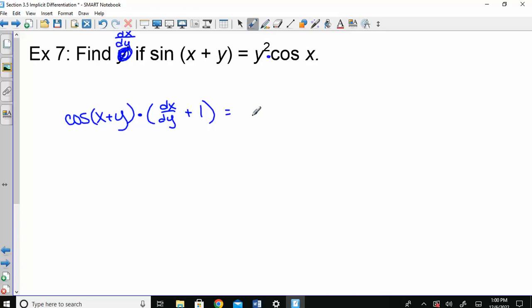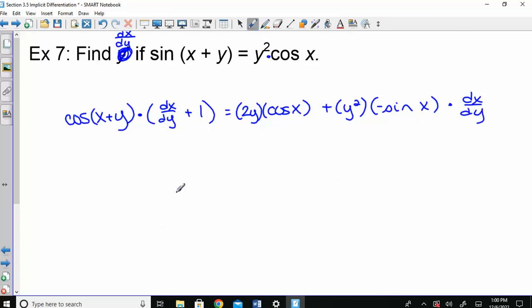Okay, over here it's product rule. So derivative of the first, derivative of y squared would be 2y, times the second, plus the first, derivative of the second. Derivative of cosine is negative sine. Inside stays the same times derivative of the inside. Derivative of x would be dx dy.